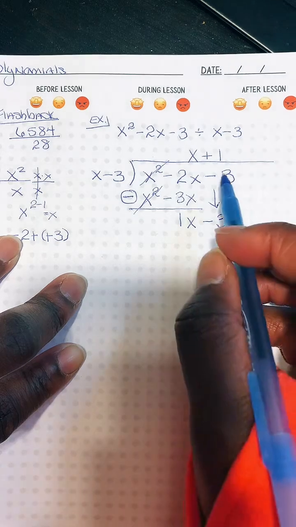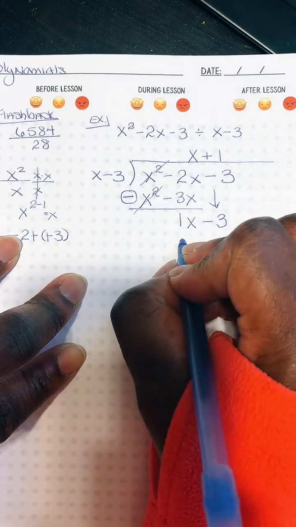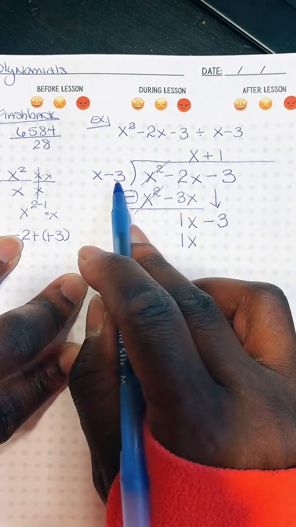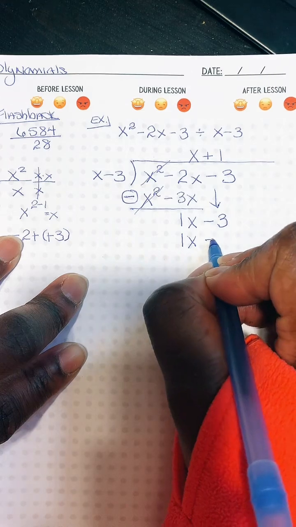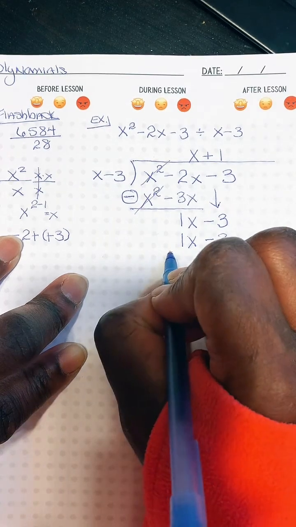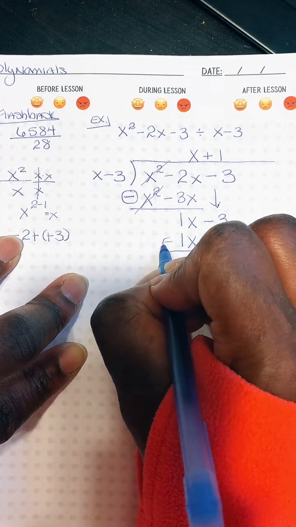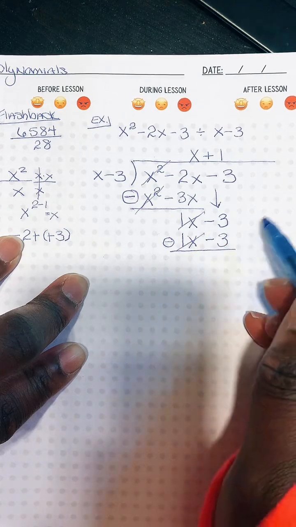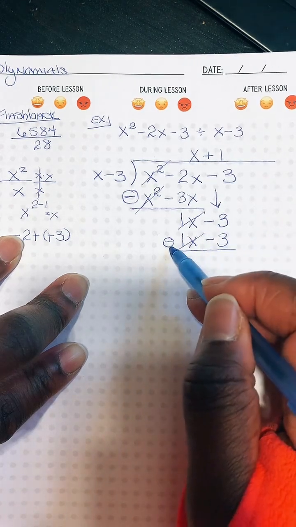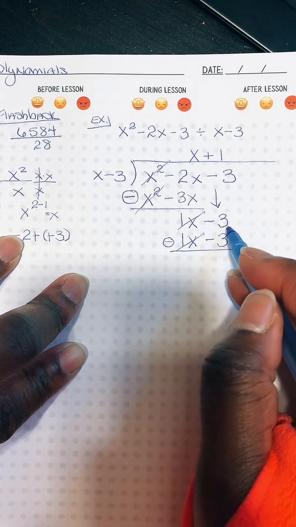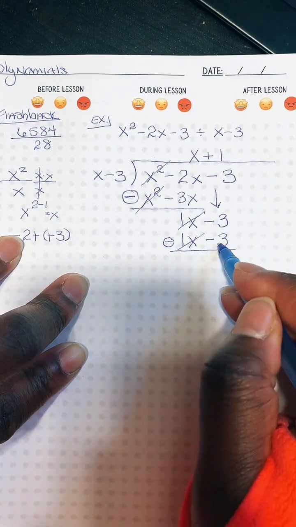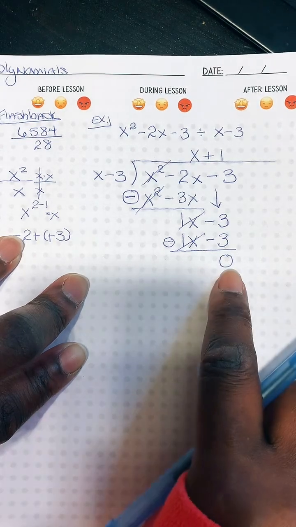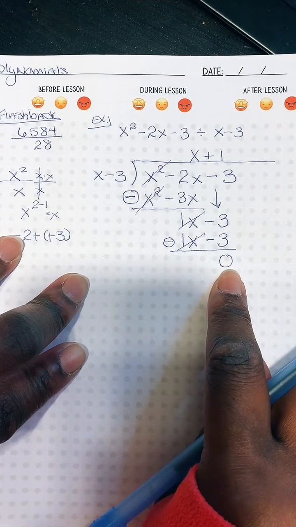So 1 times x gives me 1x. Then 1 multiplied by -3 gives me -3. Again, we're going to subtract. So 1 minus 1, they cancel out. -3 minus -3, that's the same as saying -3 plus 3, so that gives me 0. So we don't have a remainder.